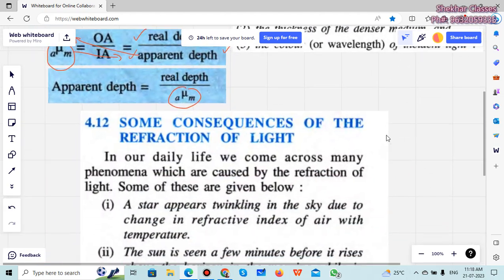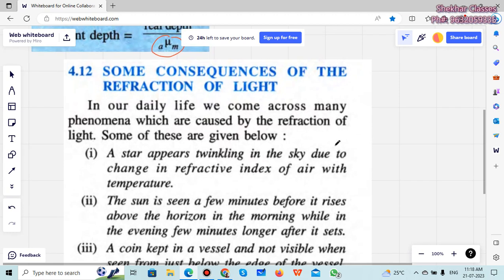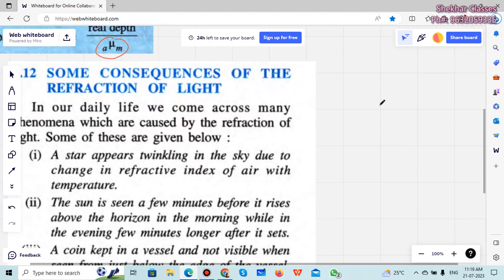Is that okay? Next come some consequences of refraction of light that we have already seen in the video earlier. Same thing, I'll just make you revise that. Now, say, stars you must have seen twinkling in the sky. That is because of the change of refractive index of air with temperature. What happens in it? Say air does not have the same density throughout. If we are on the earth here, this is the earth surface, and we are standing here, and there is a star from very far away here.